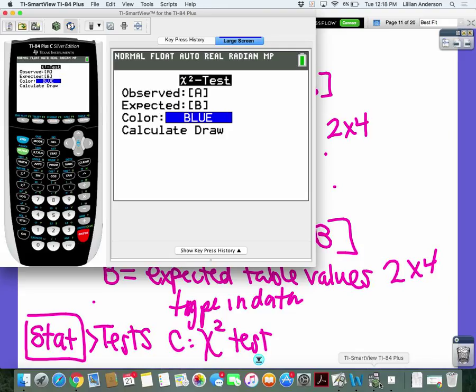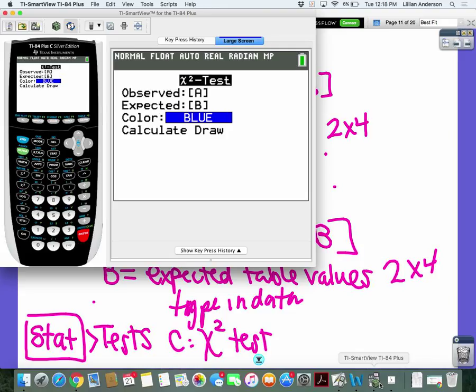Did yours automatically put observed A and expected B? Yeah. That's why you want to make sure you type the observed in A and the expected in B. If you mix them up, you have to change them here. So just keep observed in A and expected in B.